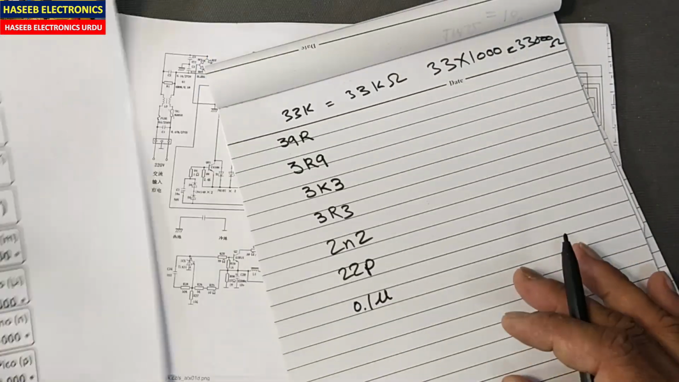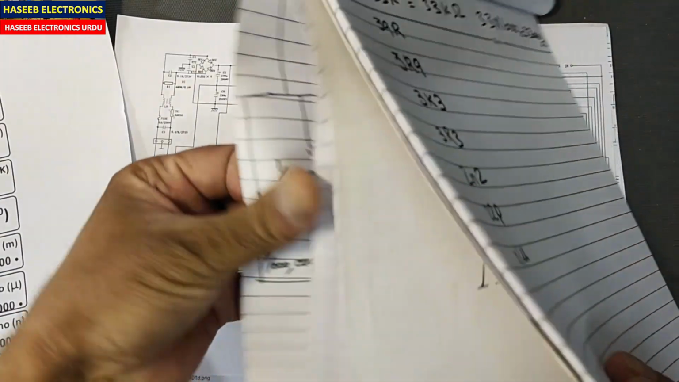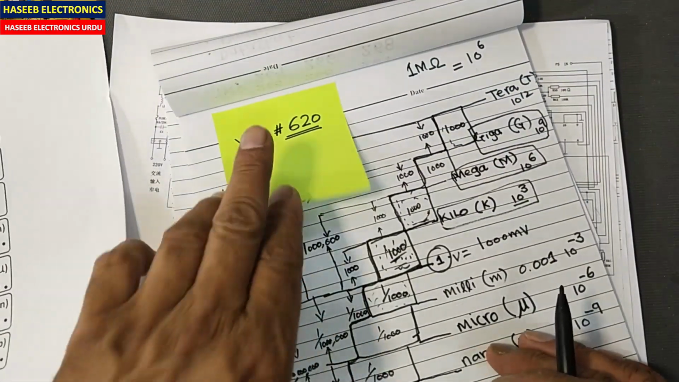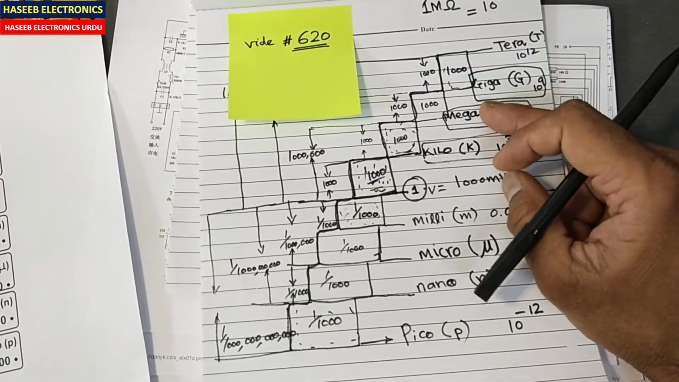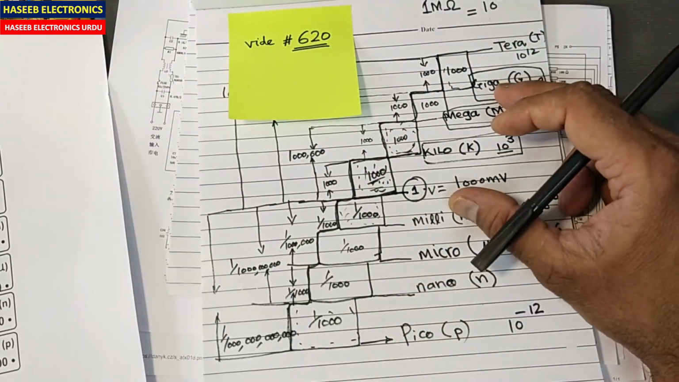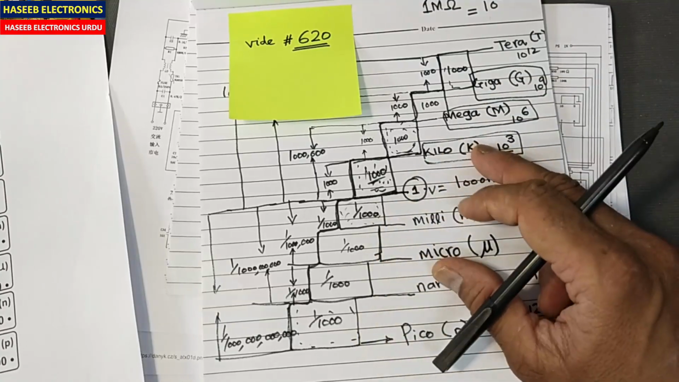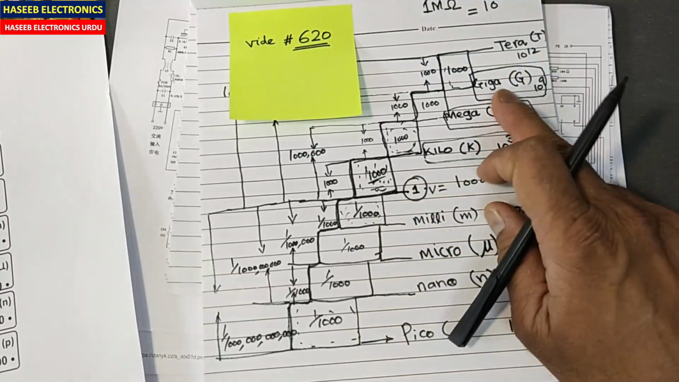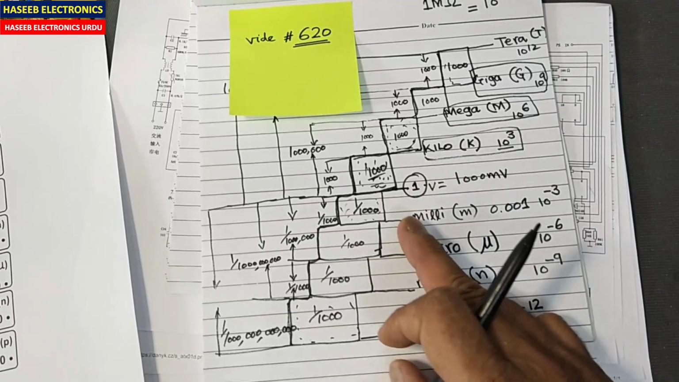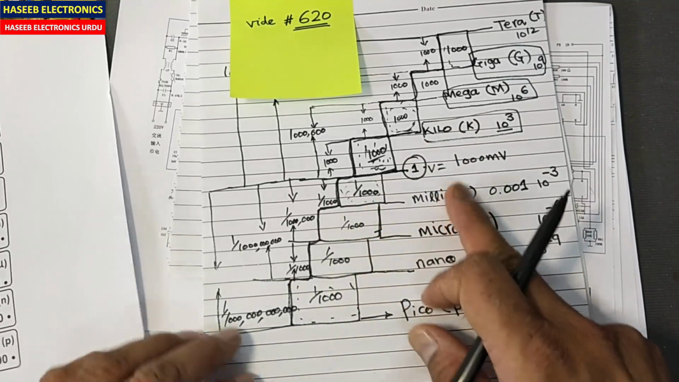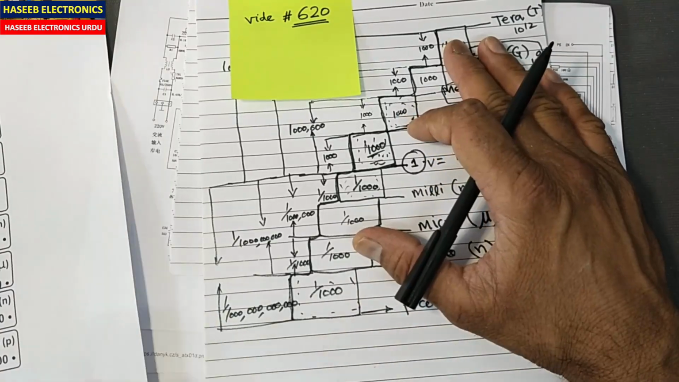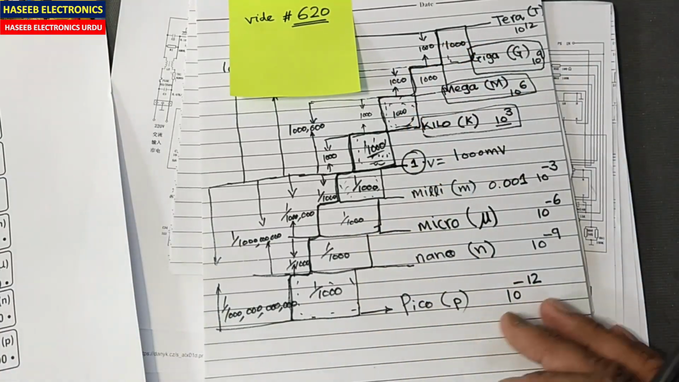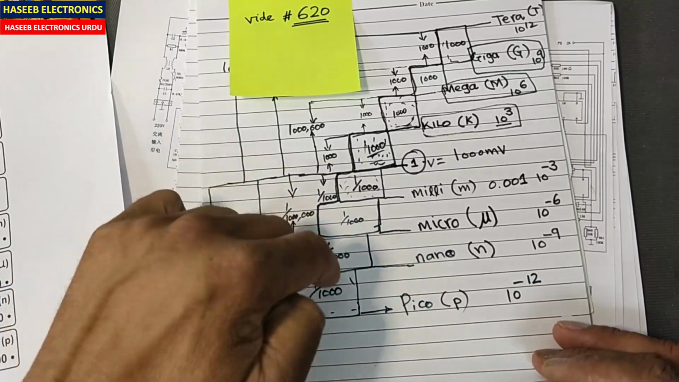I discussed in my last video, number 620, the organization of different units and how we can consider them: tera, giga, mega, kilo. What is the base unit? That is 1, then milli, micro. If you have not watched this video until now, I suggest you must check it.